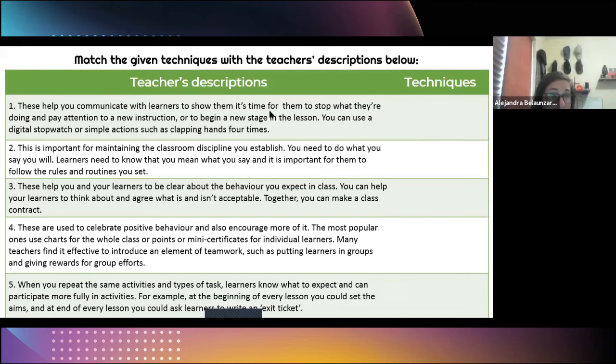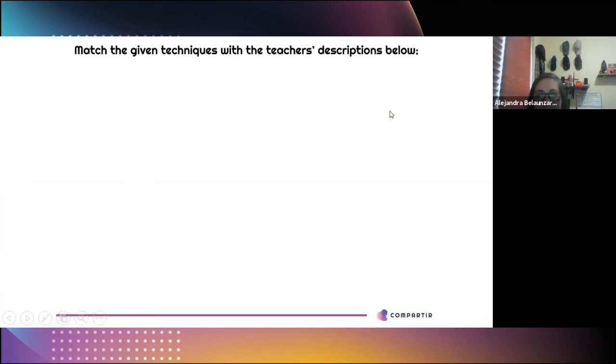Okay, and we have the description. These help you communicate with learners to show them it's time for them to stop what they are doing and pay attention to a new instruction or to begin a new stage in the lesson. You can use a digital stopwatch or simple actions such as clapping hands 4 times. Okay, so which of the given techniques that I wrote for you in the chat do you think would be this one? Letter E. Yes, that would be letter E.